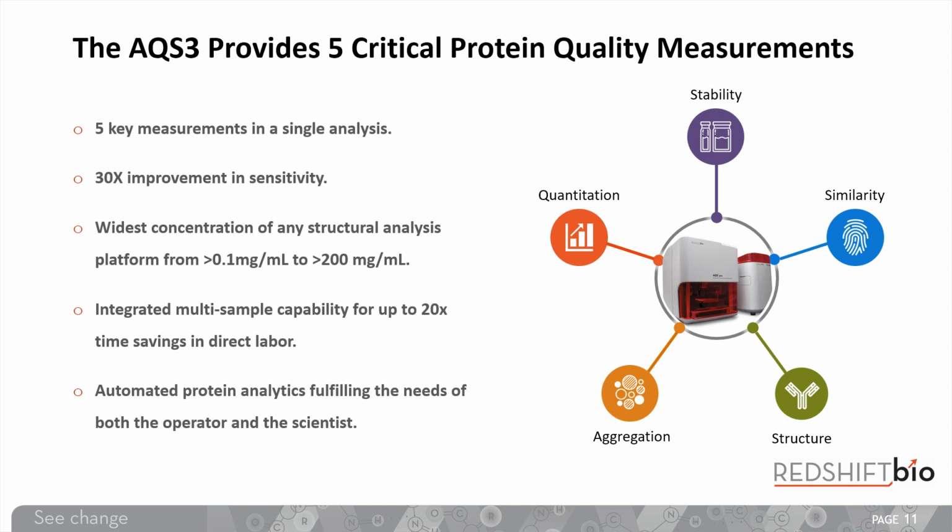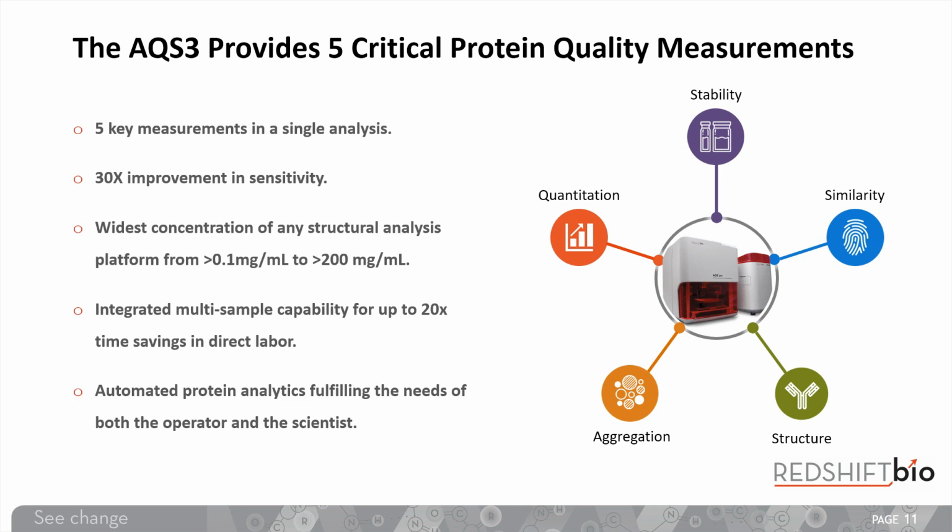With the improvements in light source, the system provides a 30 times improvement in sensitivity relative to current conventional infrared systems. It also offers the widest measurable concentration range of any structural analysis platform, measuring from 0.1 mg per mL to greater than 200 mg per mL.